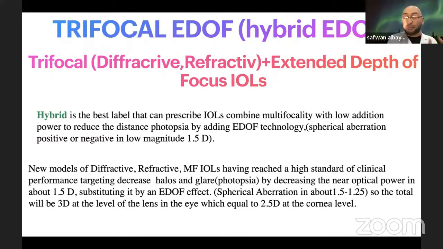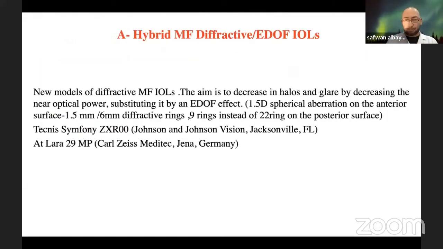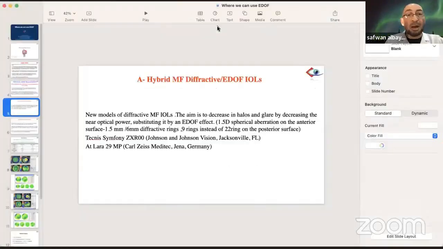It means that in the diffractive, we can reduce the number of the rings that is required for near, and add a negative spherical aberration instead of those rings. For example, we have 22 rings, we can reduce it to 9, that's in Symphony, and add a negative spherical aberration in the center, which equals 1.5. And by this, we will reduce the halos and the post-op halos and starburst.